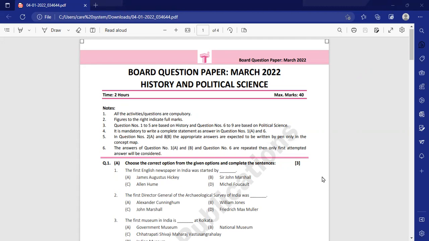Question 1A. See the notes they have given, that is all the activities and questions are compulsory. Means anyone, any two, whatever they are. Figures to the right indicate full marks. Question number 1 to 5 are based on history. So 28 marks are for question 1 to 5.